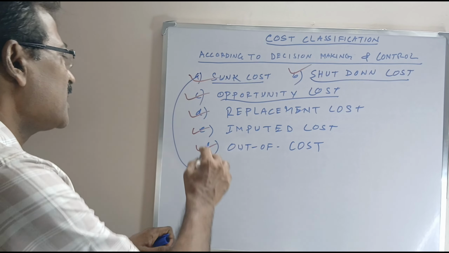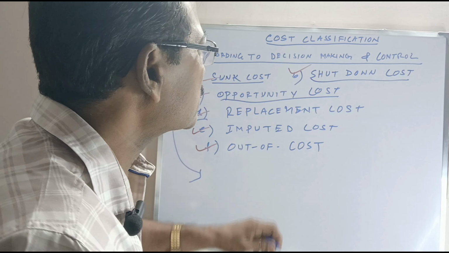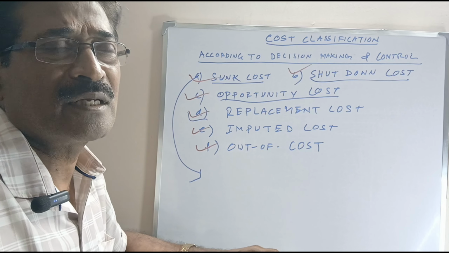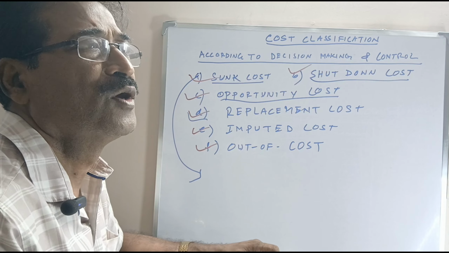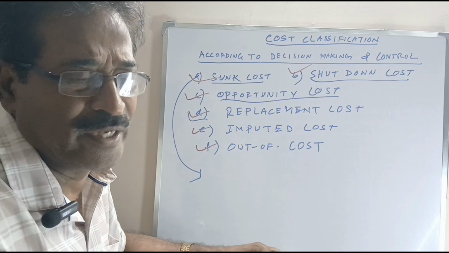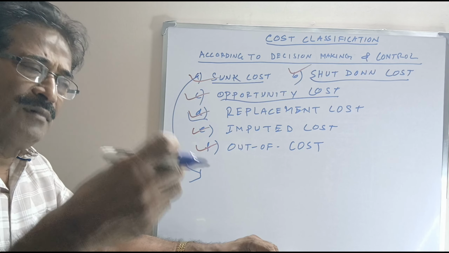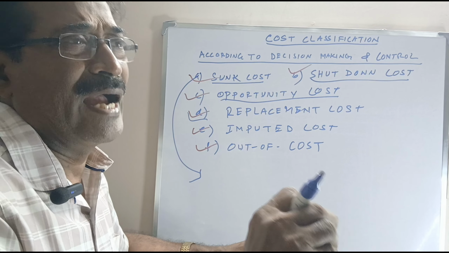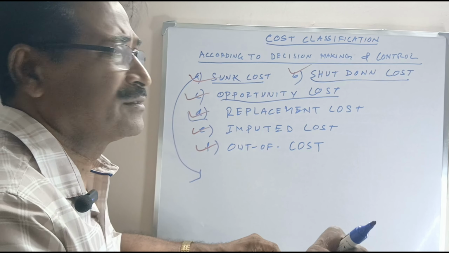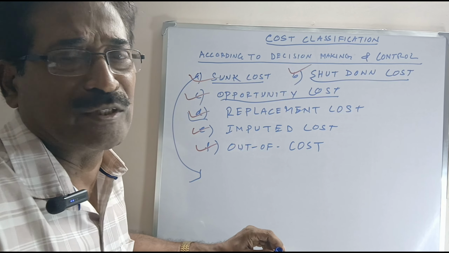Okay, then I am coming to replacement cost. Replacement cost means cost at current market price. When an asset is to be replaced, then purchase to be made at current market price. That cost is called replacement cost.